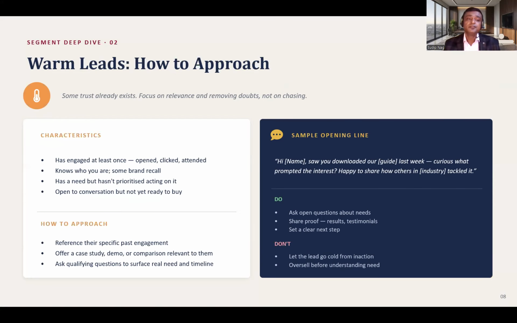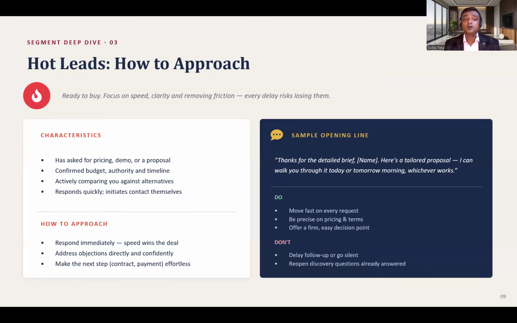Then you talk about warm leads, where they have engaged and there is a conversation going on, but not at the level where they understand the brand and all. Here the approach is that you reference the topic of the past engagement, the topic that we had spoken about before, and offer some case studies, a demo, social proof, other customer numbers where they can call, and ask qualifying questions like whether it matches or not, how it will help them, just to make them understand.